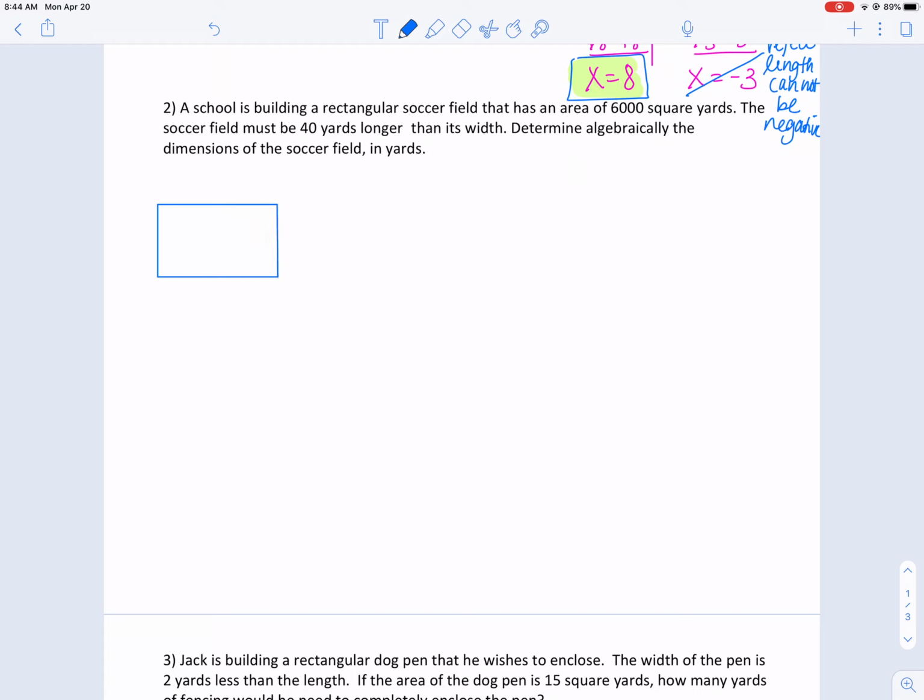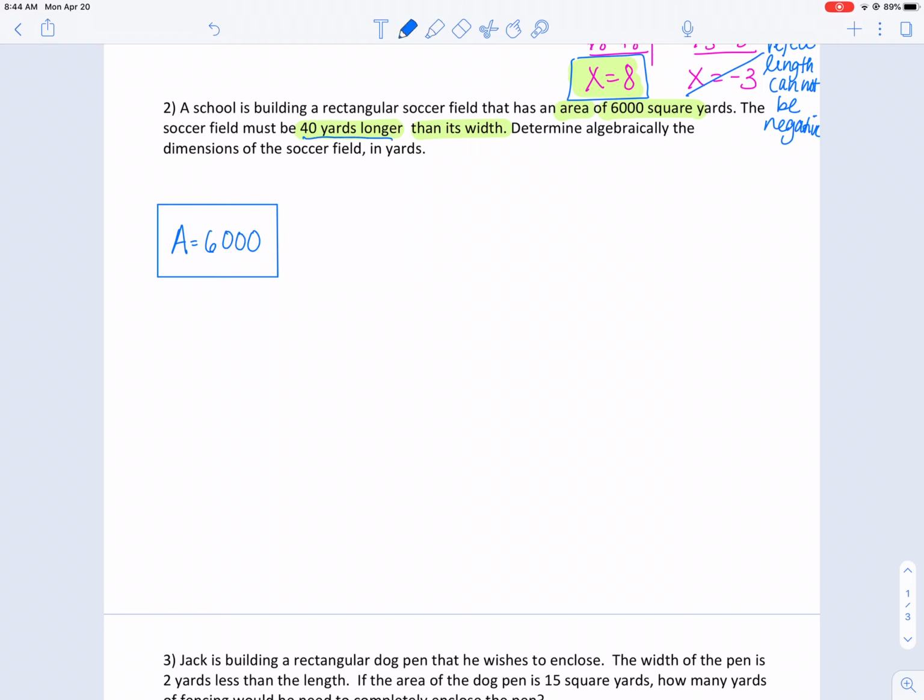And I already know that my area is 6,000 square yards. Okay. Area 6,000 square yards. Now it says the soccer field must be 40 yards longer than its width. Okay, so that's tough.